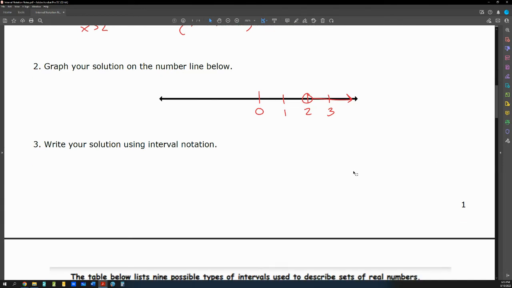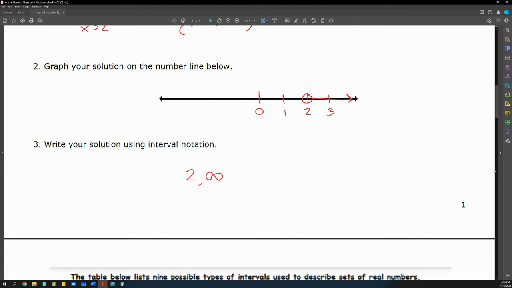To write our solution using interval notation, we're going to take our key values or our endpoints of the interval. Well, the left-hand endpoint is 2. And the right-hand endpoint, well, it just goes on forever and ever. So our right-hand side is going to be infinity.